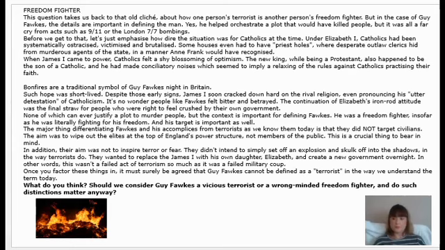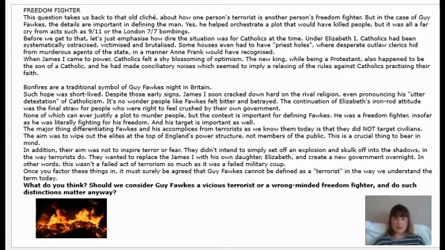He was a freedom fighter insofar as he was literally fighting for his freedom, and his target is important as well. The major thing differentiating Fawkes and his accomplices from terrorists, as we know them today, is that they did not target civilians. So they didn't target people who were not involved in the situation. The aim was to wipe out the elite people at the top of England's power structure, not members of the public. This is a crucial thing to bear in mind.